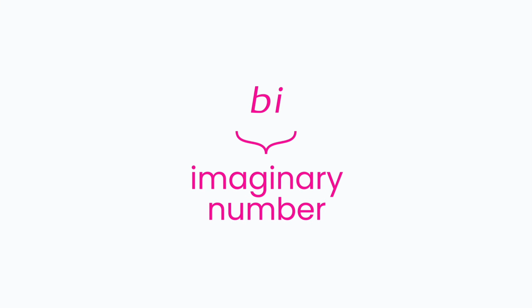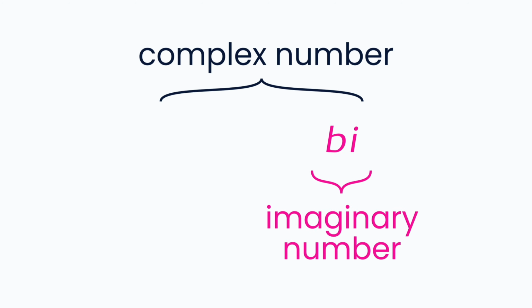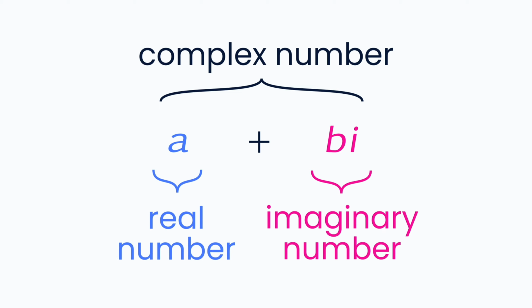Now, you might think, why are we talking about imaginary numbers? I thought we were learning about complex numbers. That is a fair question. It turns out that complex numbers consist of two parts, where one part is a real number and the other part is an imaginary number. And this is precisely what you'll learn about in the next video.